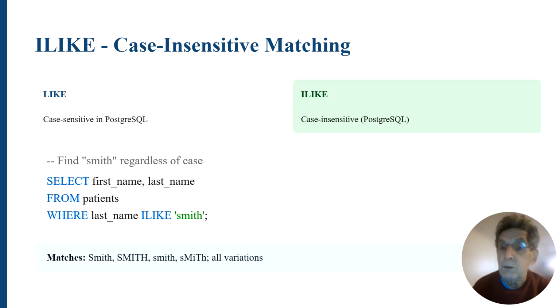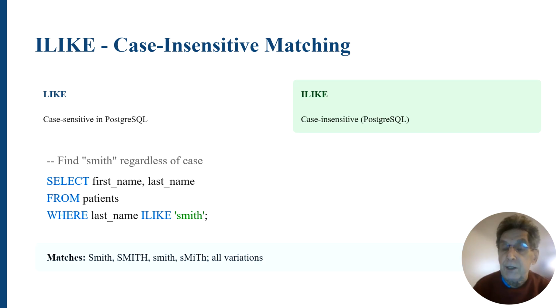But there's one gotcha with LIKE in Postgres. It's case sensitive. If you search for LIKE 'smith' in all lowercase, you won't find Smith with a capital S or all caps SMITH. Postgres offers a solution called ILIKE, which is case insensitive. The syntax is identical, but it ignores case differences. An example, where last name ILIKE 'Smith' will match Smith, SMITH, smith, any capitalization combination. This is much more practical for name searches where you can't rely on consistent data entry in the capitalization.